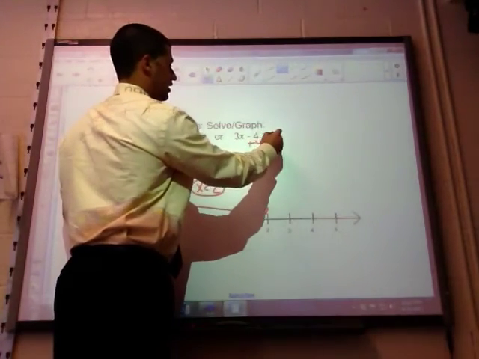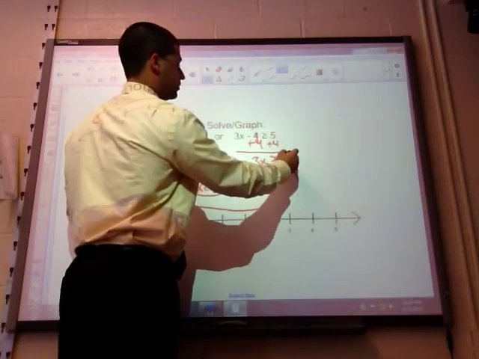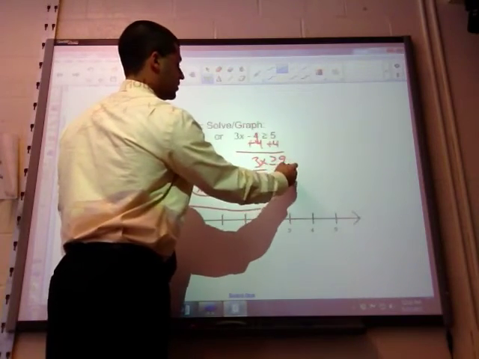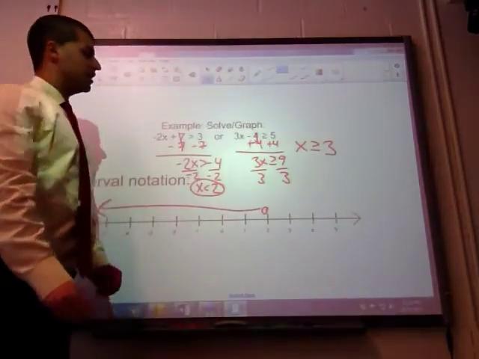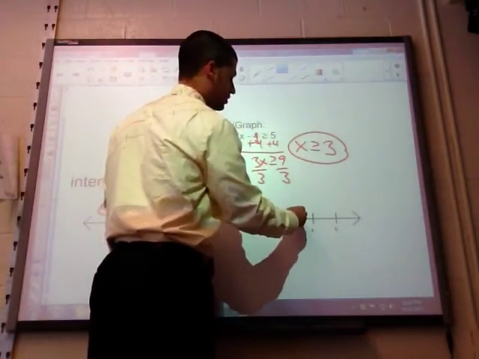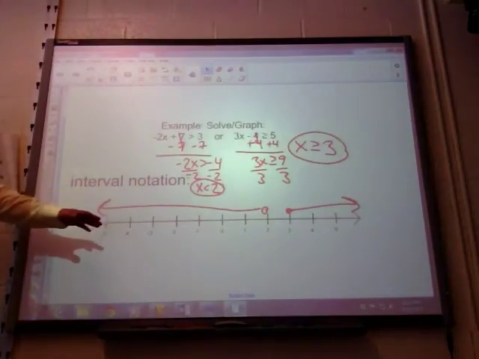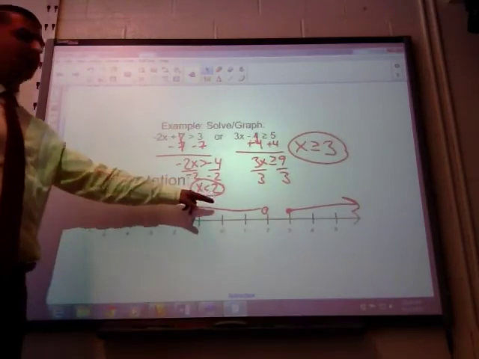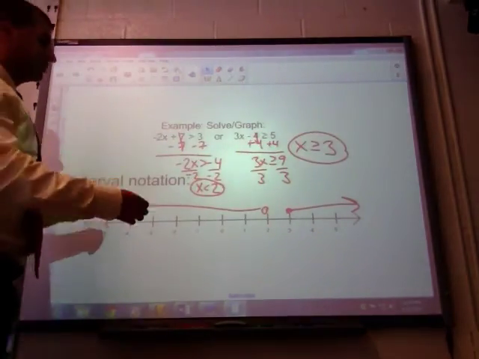Let's try this one. Add 4 to both sides. 3x greater than or equal to 9. Divide by 3, x greater than or equal to 3. All right, so we've solved for the other one, and now we have to put a closed circle at 3 and go off to the right because it's greater than. So now look at what we've done here. We have all numbers less than negative 2 and all numbers greater than or equal to 3. And it's going to diverge.